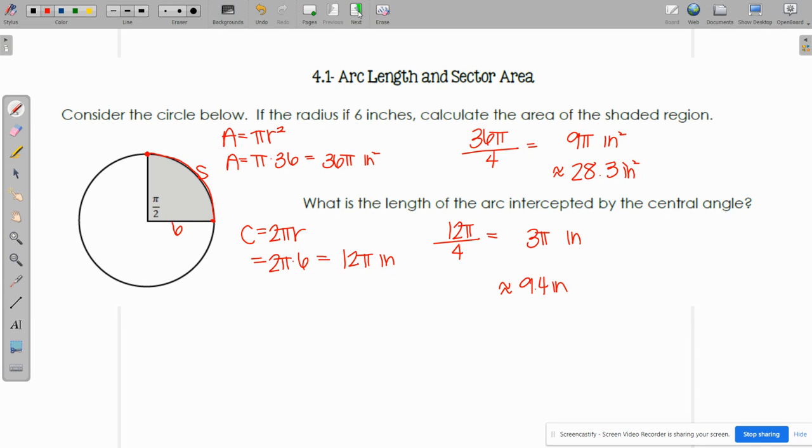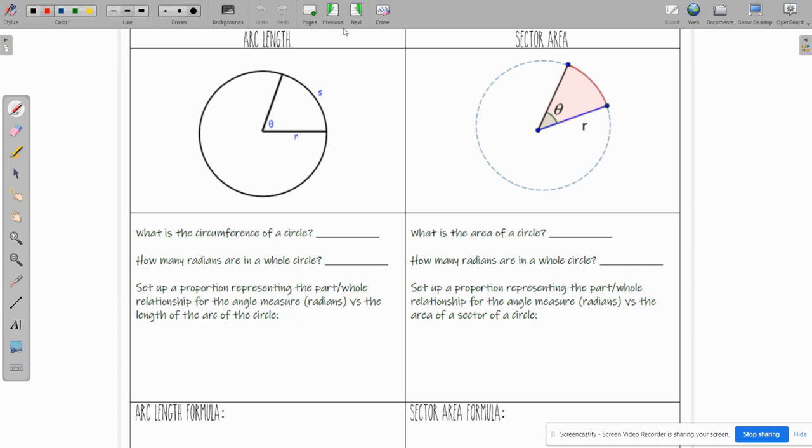So we're going to utilize this to calculate the specific formula for arc length and sector area. So here we have a picture of a circle with radius r. This angle here is theta radians, and we are calculating this arc length, which we call s. So a few questions to get us started. What is the circumference of a circle? The formula for circumference is 2 pi r, or you could also say diameter times pi. How many radians are in a whole circle? We know that there are 2 pi radians in an entire circle.